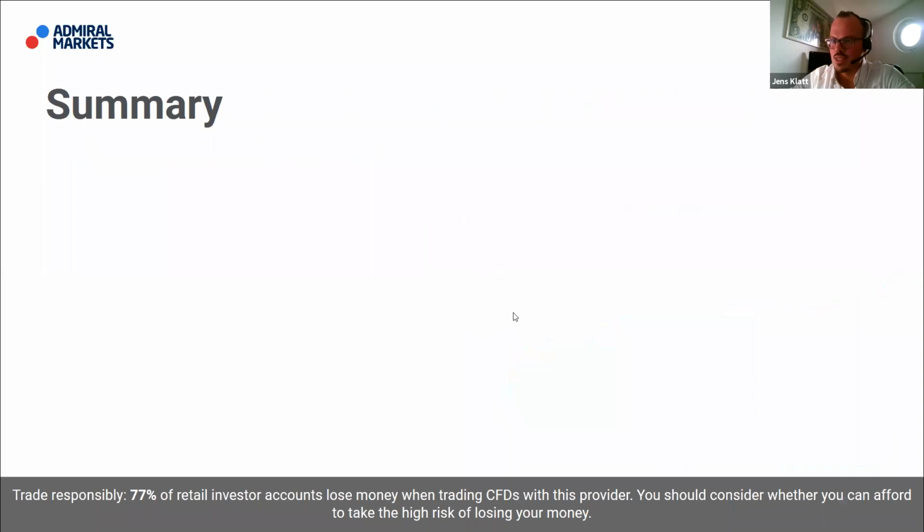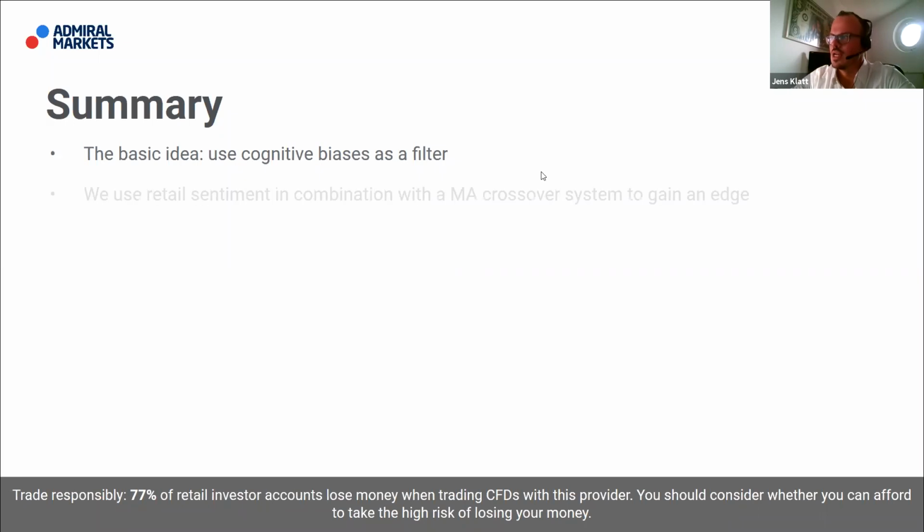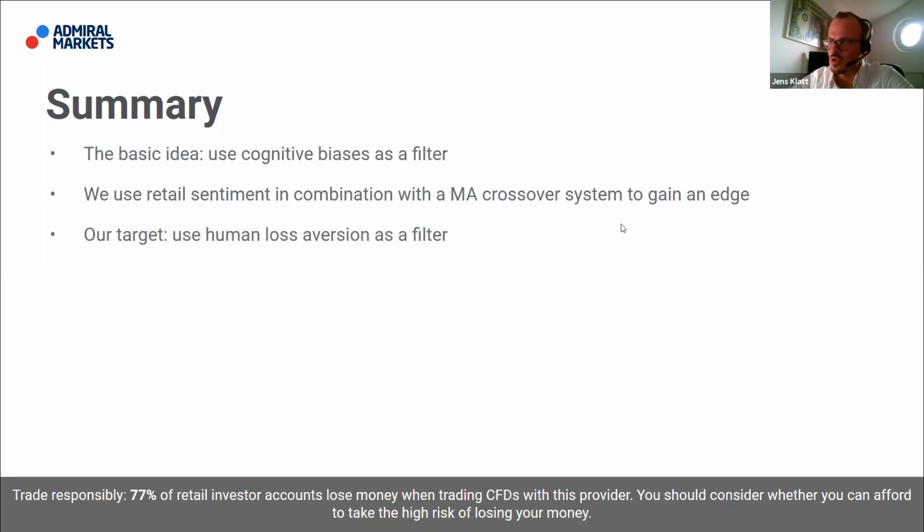Yeah, so let's sum all this up. The basic idea of the strategy is that we use cognitive biases or natural human behavior as a filter in our trading. We use this knowledge, the retail sentiment, in combination with an MA crossover system to gain an edge. Our target is to use human loss aversion as the filter. What probably didn't become obvious is that you reduce the trading frequency, so you take out all the trades where you would position yourself in the direction of the retail sentiment.